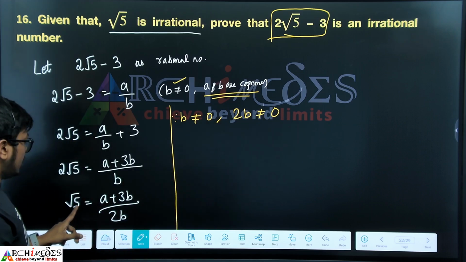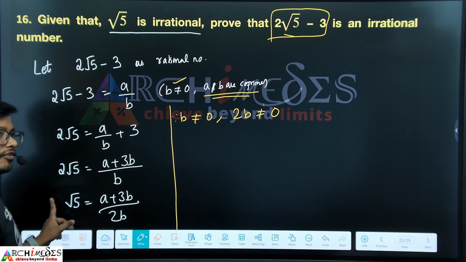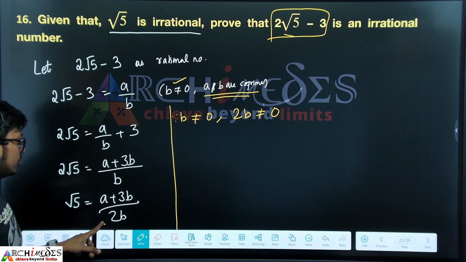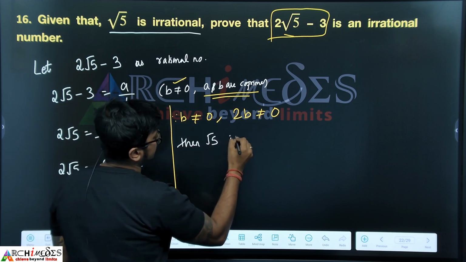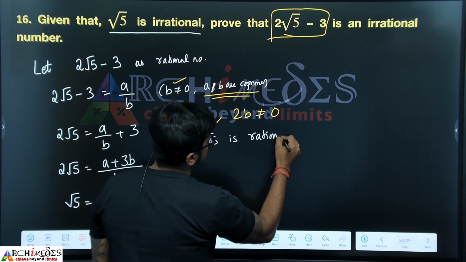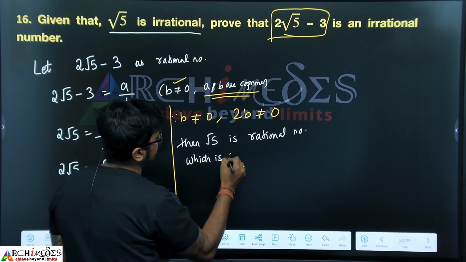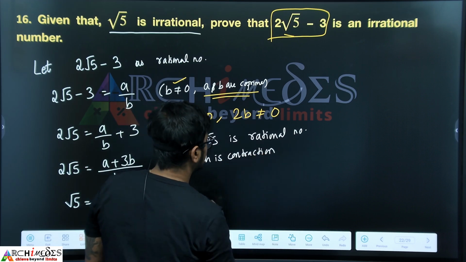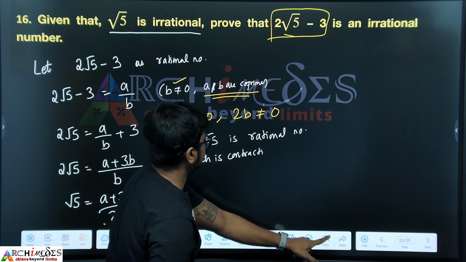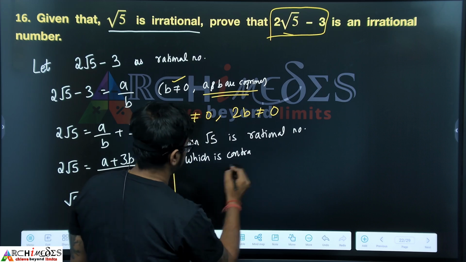Now if the denominator is not equal to 0, that means √5 is rational, yes or no? Then √5 is a rational number, which is a contradiction. How can √5 be a rational number? Am I clear, Apurva? This is just 2 marks only. Contradiction. Yes, this is the process.